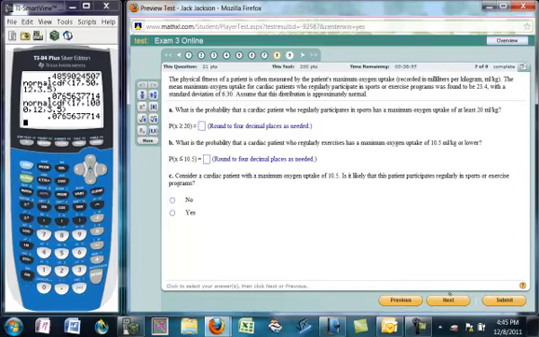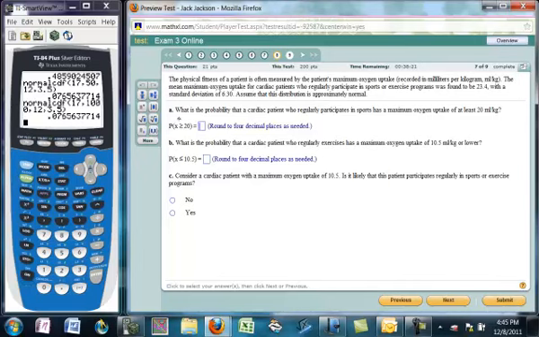Physical fitness of a patient is often measured by the maximum oxygen uptake. The mean of that for cardiac patients who regularly participate in sports or exercise programs was 23.4 with a standard deviation here. Assume that this distribution is approximately normal. What's the probability that a patient in this category will have at least 20 on this scale? In other words, the probability that x is greater than 20.